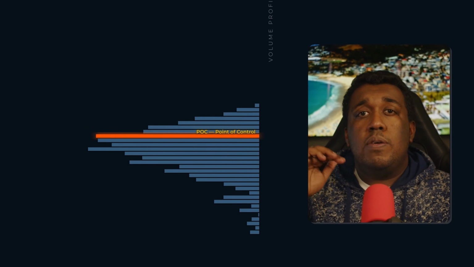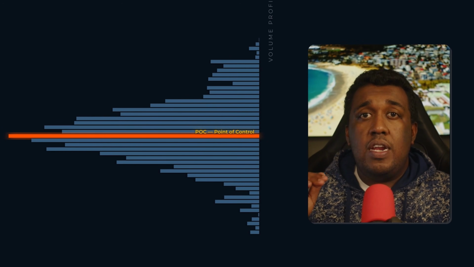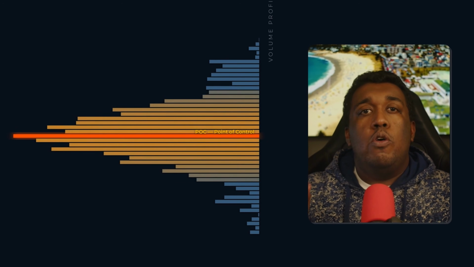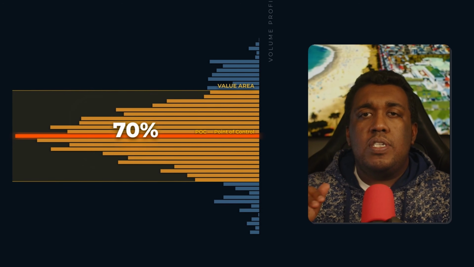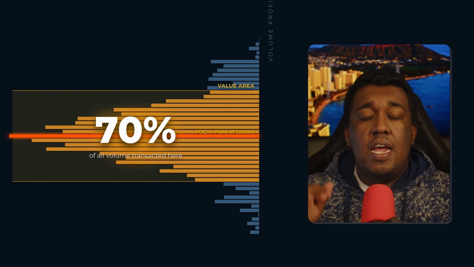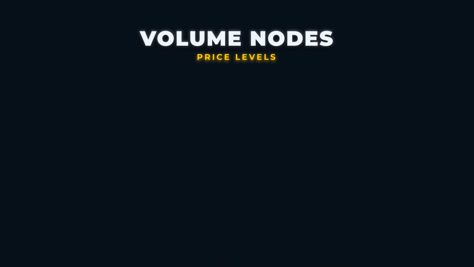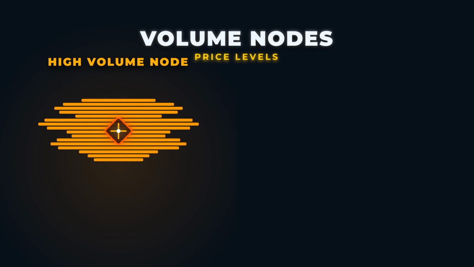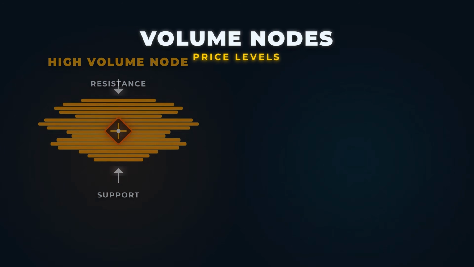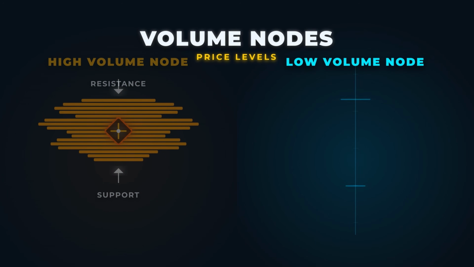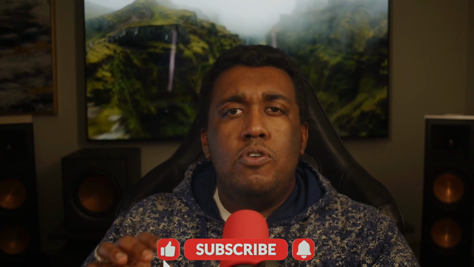The key levels to know are the point of control, that's where the price level with the highest volume was traded, and the value area, which is the range where roughly 70% of all volume was transacted. High volume nodes are going to be the price levels where most of the work was done. Think of them as like high traffic intersections. They act as support and resistance. Low volume nodes are price levels where very little trading happened and the price tends to move through them very quickly.